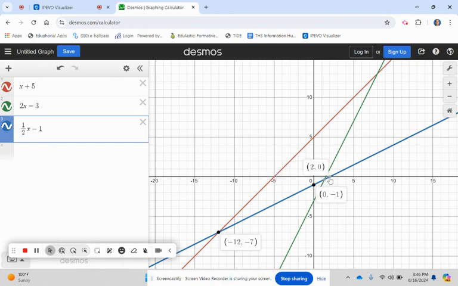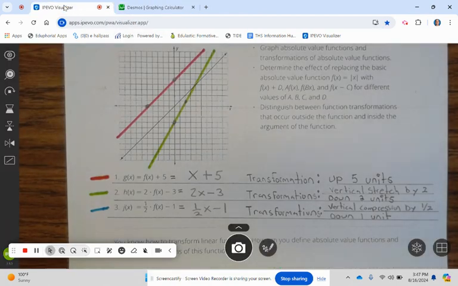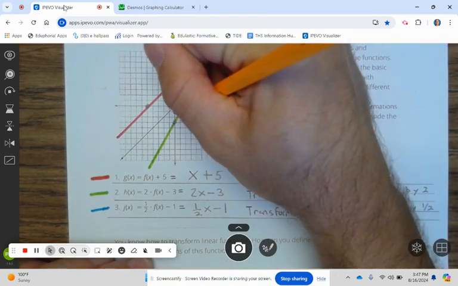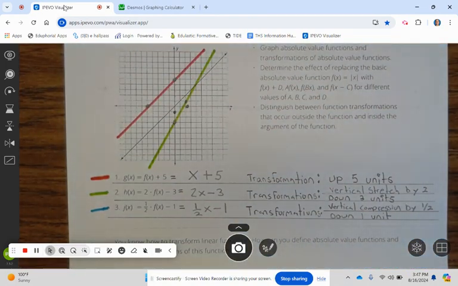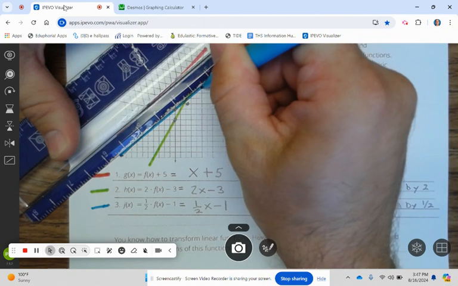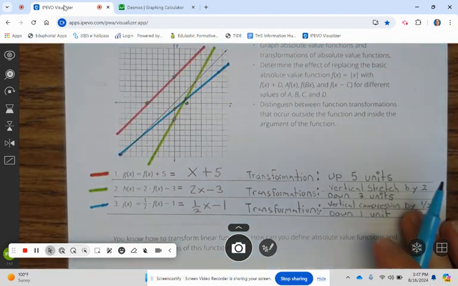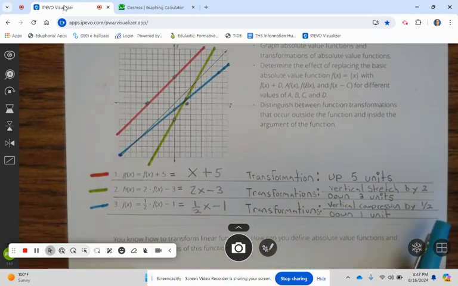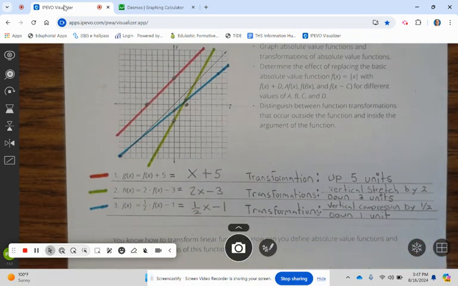0, 1. That's a little far out. Let's use 0, -1, 2, 0. So 0, -1, and 2, 0. Okay, and that transformation is a vertical compression by 1/2 and down 1 unit. All right, go ahead and finish up the warm-up, and let's take a look at the next page.